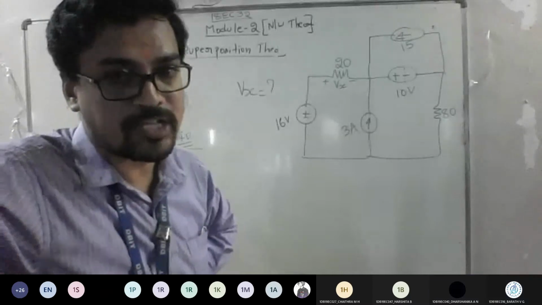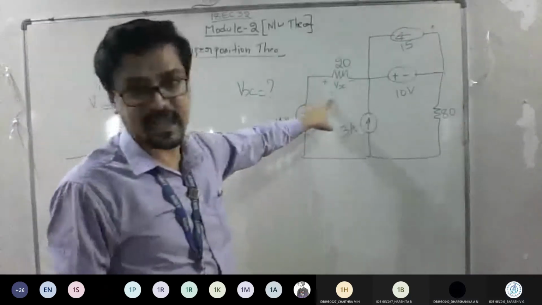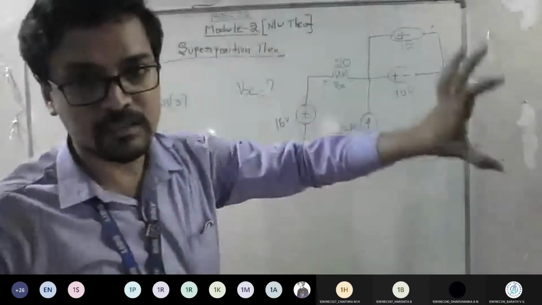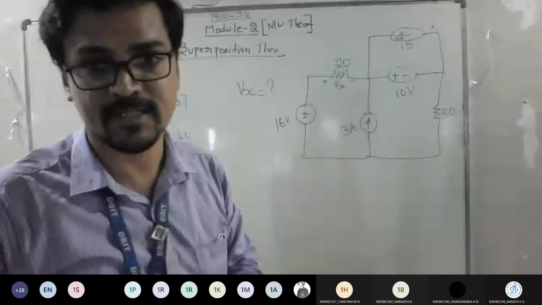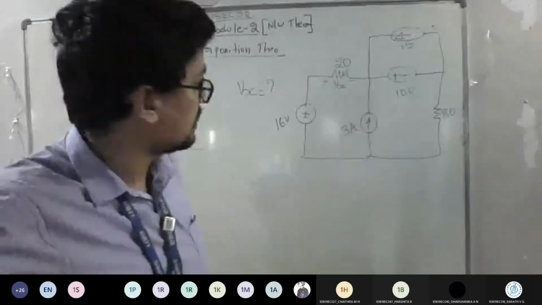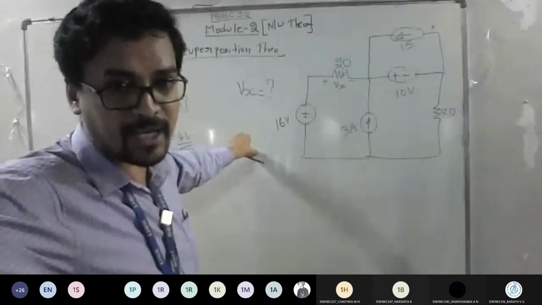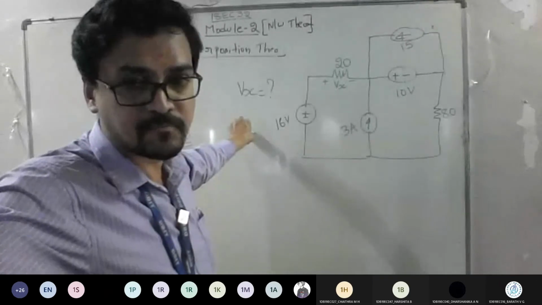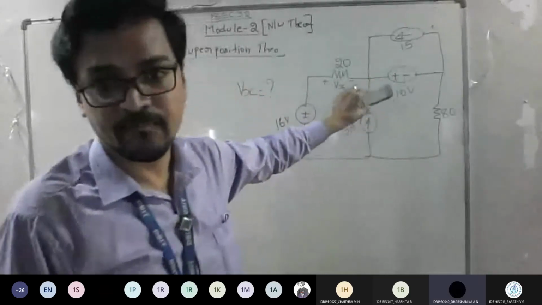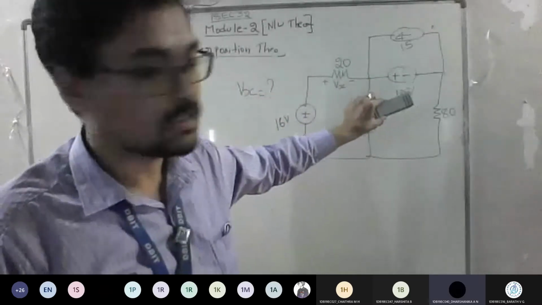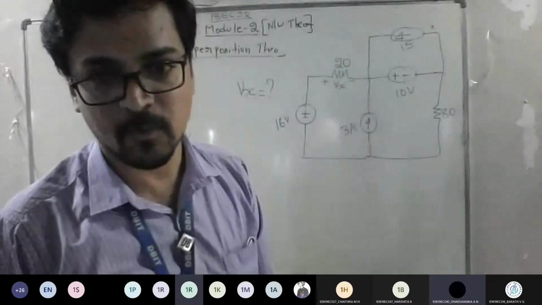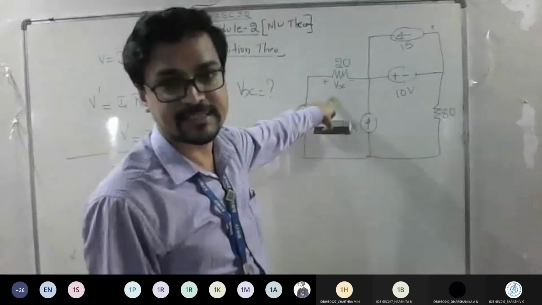So you need to find Vx dash, double dash, triple dash, and quadruple dash. If you add all of them together, you will find Vx. Am I clear? Yes, sir. So you know how to do it, right? When I make the 16 volt source active, what is deactivated? Your 10 volt source becomes short circuit, and your 3 amp as well as 1.5 amp sources become open circuit. That is case 1, and make it Vx dash.